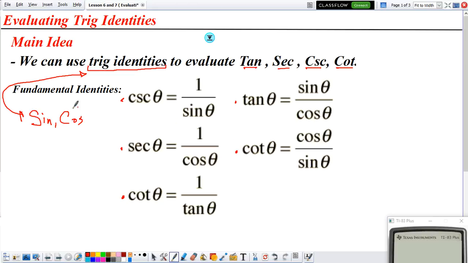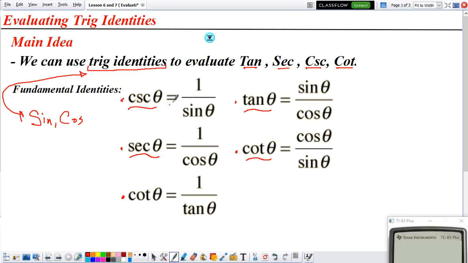Now here are some fundamental trig identities. This is called cosecant, and cosecant is the inverse of sine. So cosecant can be written as 1 over sine. This is secant. Secant is the inverse of cosine, so secant can be written as 1 over cosine. Cotangent is the inverse of tangent, so it can be written as 1 over tangent. Tangent can be written as sine over cosine, and cotangent can be written as cosine over sine.